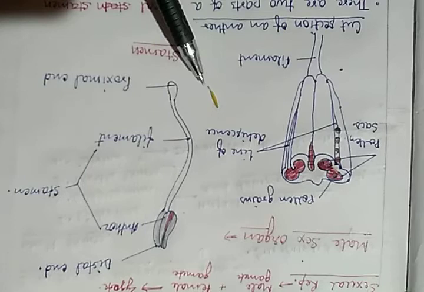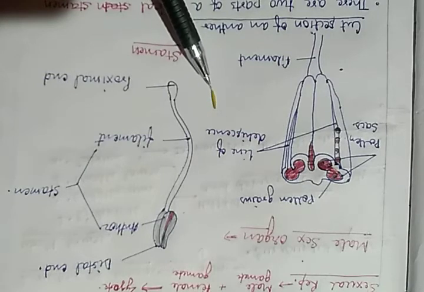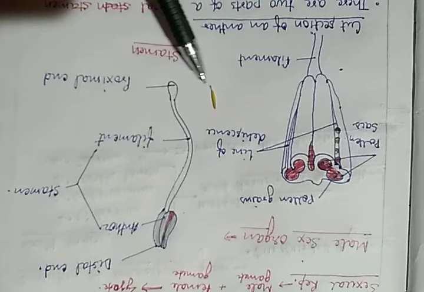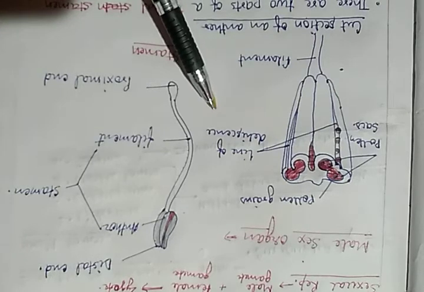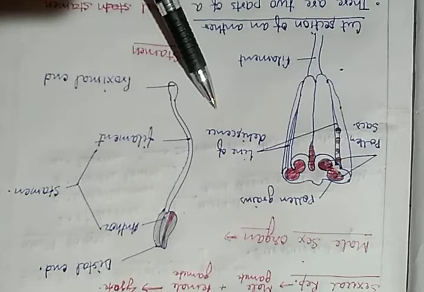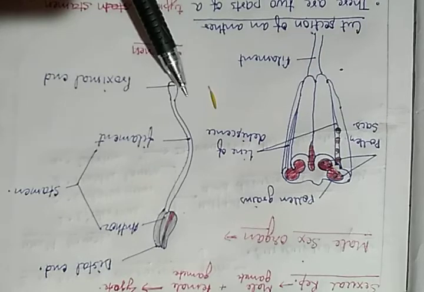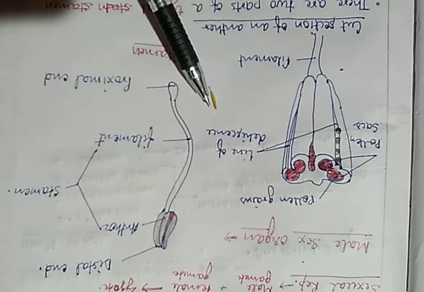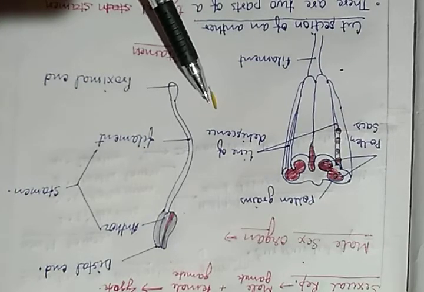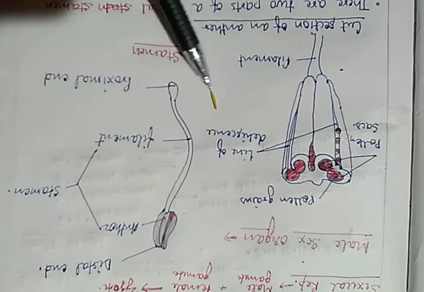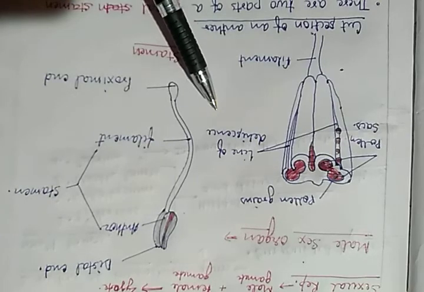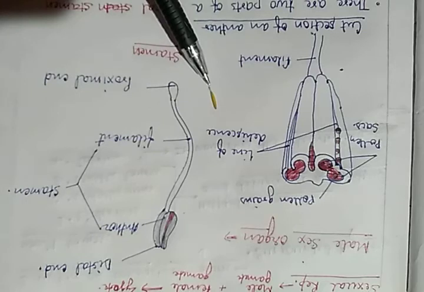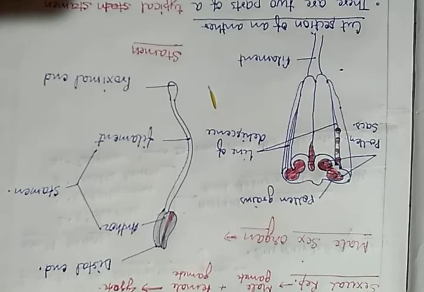In this case, because this portion is very near to the thalamus, this is known as the proximal end, and this is the distal end of the stamen because this is the far end from the thalamus. It means this end of the stamen is very far from the thalamus. That's why this part of the stamen is known as the distal end, and this portion is very near to the thalamus. That's why this is known as the proximal end.